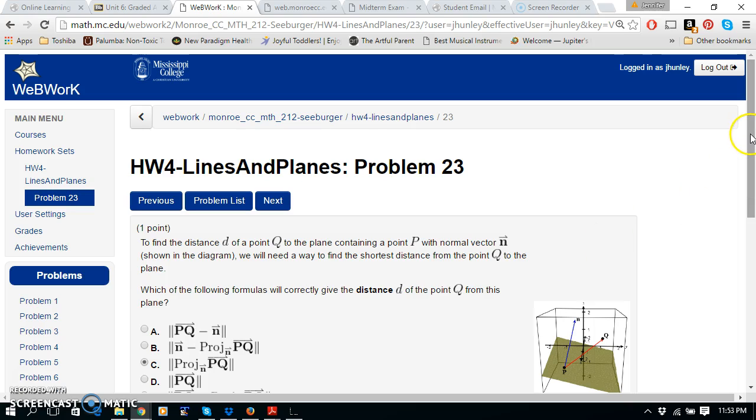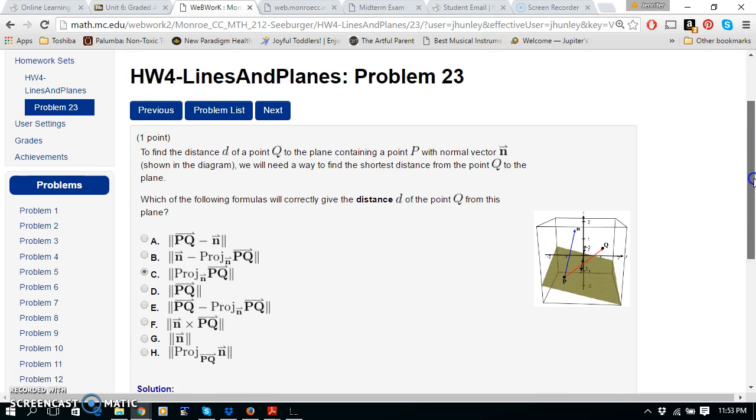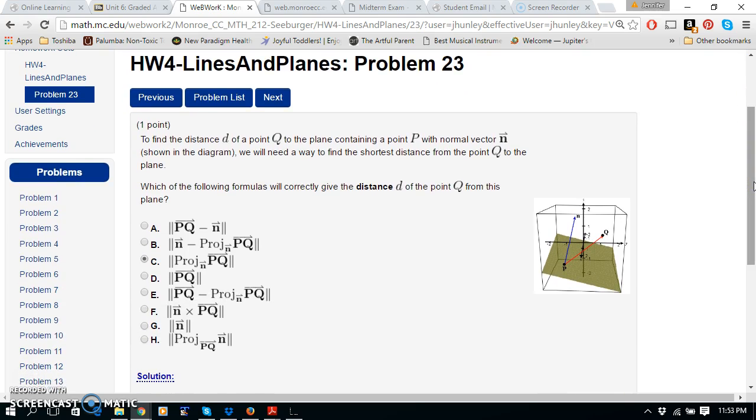So let's get started. Problem number 23 asks to find the distance d of a point Q to the plane containing a point P with normal vector n. We will need a way to find the shortest distance from the point Q to the plane.